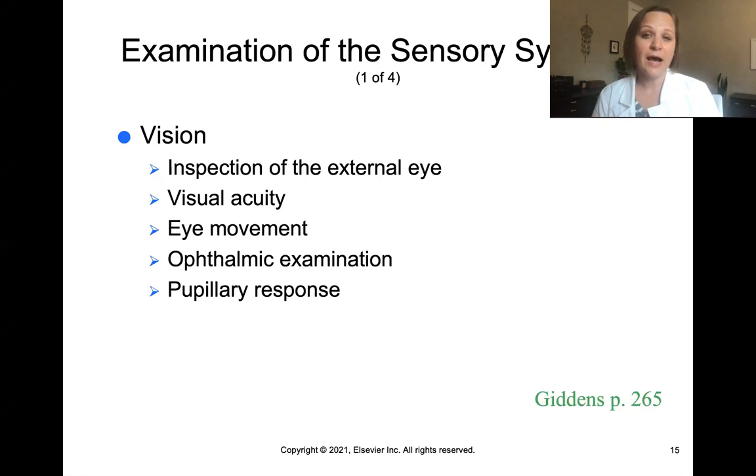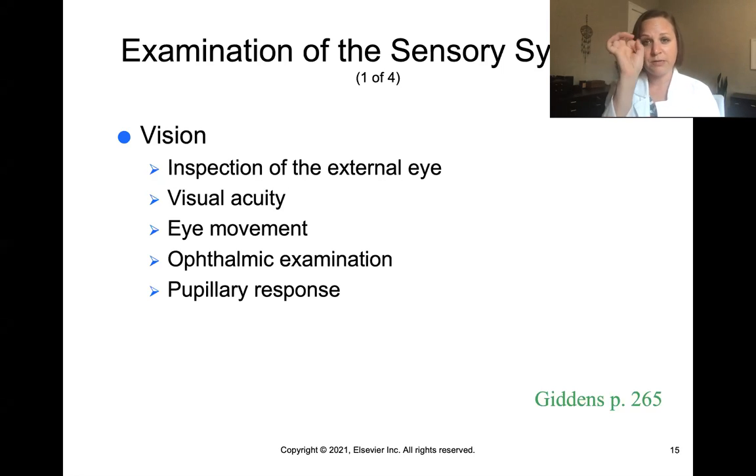We look for things like eye movement and can they follow an object? Do they have something called nystagmus, where their eye just wobbles back and forth and back and forth? We can perform an ophthalmic examination, where an eye doctor may be visualizing more of the inner aspects of the eye using different tools and equipment. And then we can assess pupillary response.